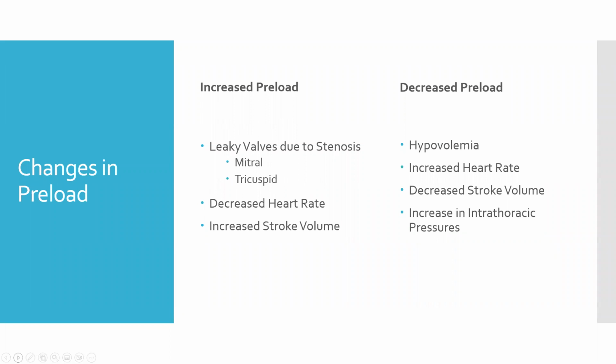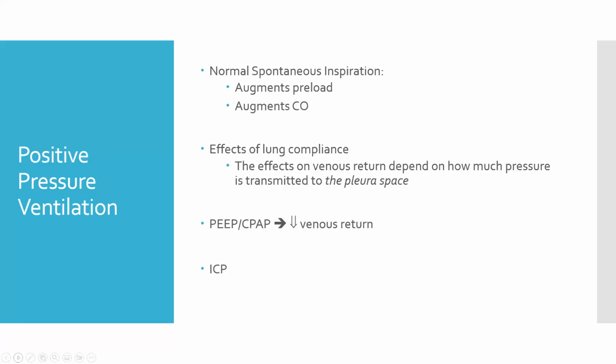Decreased heart rate, increased stroke volume. Decreased preload: hypovolemia, increase in heart rate. So you're kind of reversing some of those elements on the bottom there that relate to increase in preload. Decreased stroke volume, increase in intrathoracic pressures. An increase in intrathoracic pressure could be things like excessive PEEP, typically north of 10, 12, 15. With positive pressure ventilation, normal spontaneous inspiration augments preload, and as we alluded to earlier, augments cardiac output.